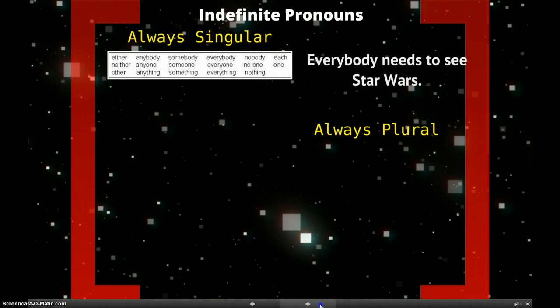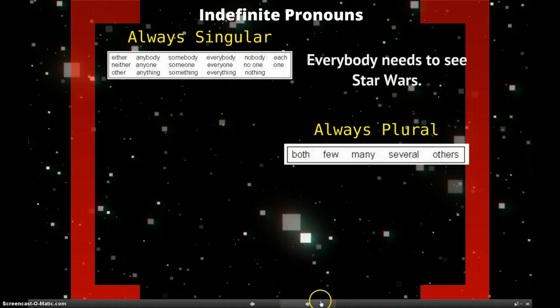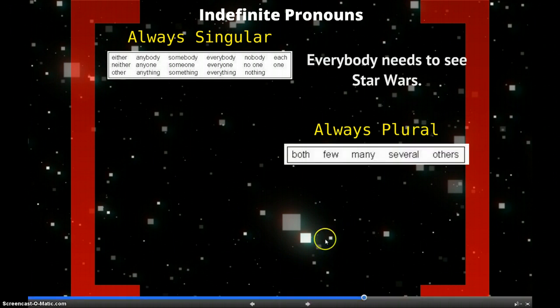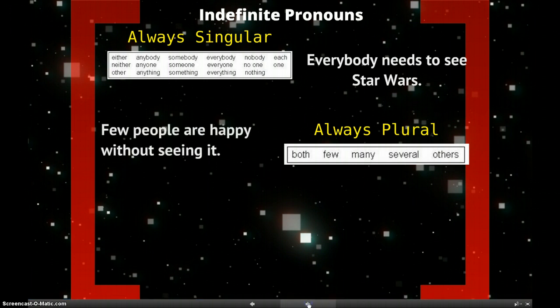There are some that are always plural. There are fewer of these: both, few, many, several, and those are easier to tell that they're always plural. So few people are happy without seeing it. When you use this, few people, you are talking about more than one, so you use a plural verb, are. Then there are some that can be either.